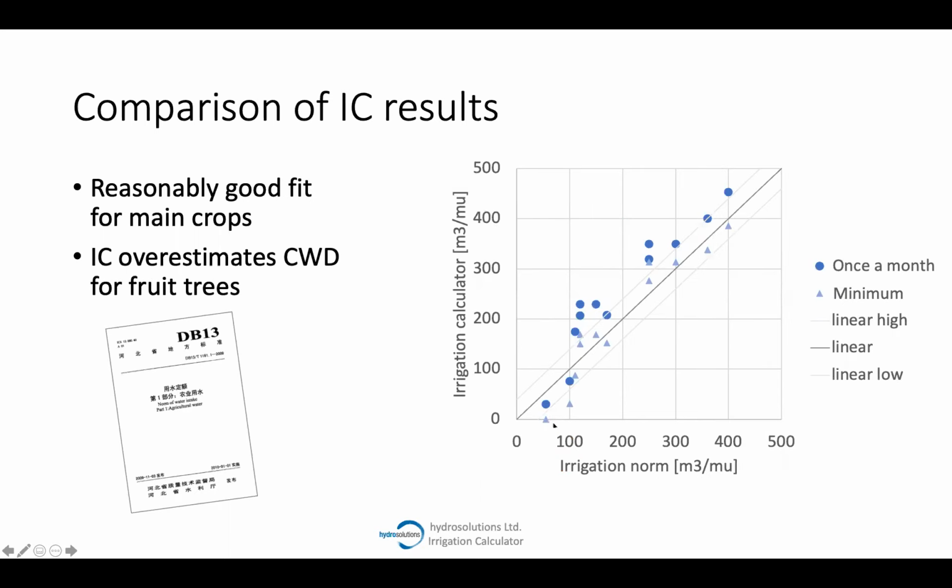Here I just plotted all the crop types that we have in the irrigation norm. In order to not make it too messy, I removed the colorings for the different crop types. I just show the two different irrigation schemes, and you see that with minimum irrigation, the irrigation calculator comes very close to the irrigation norm, plus minus approximately one irrigation event, which is illustrated by these clearer lines. With the monthly irrigation scheme, the irrigation calculator estimates slightly higher irrigation water demands than the irrigation norm.